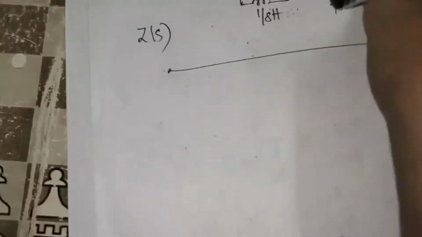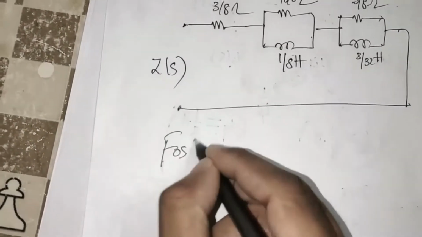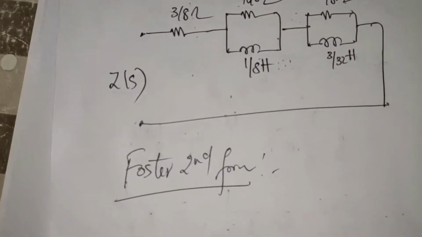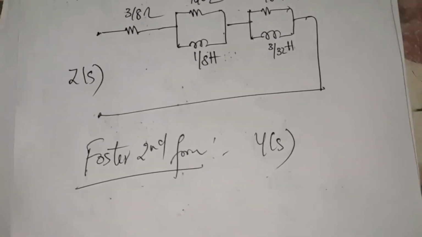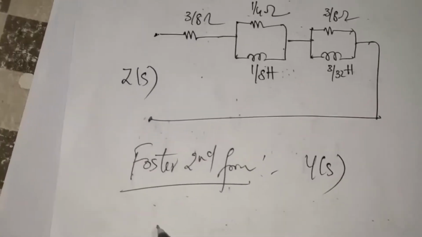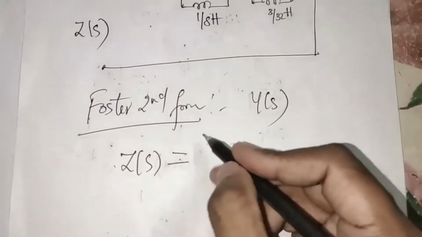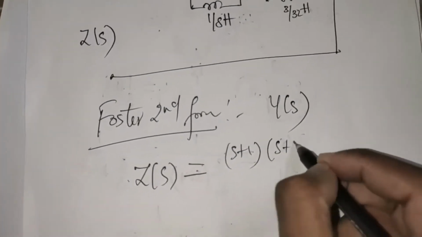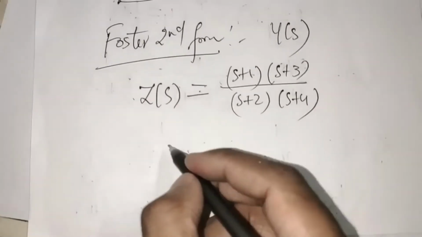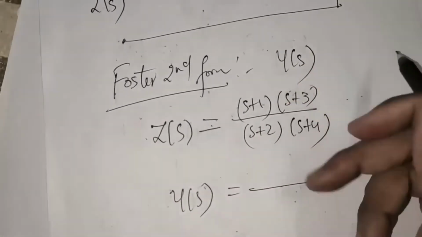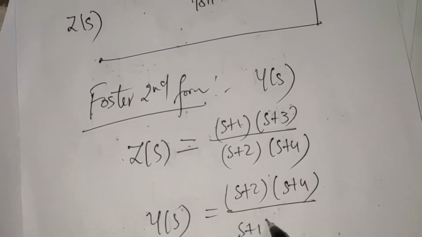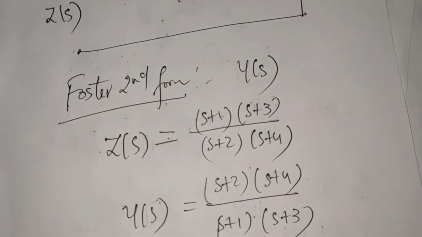Now next we shall go for Foster's second form. As we know, in Foster's second form, admittance Y of s should be considered. So the given function is Z of s equal to s plus 1 into s plus 3 divided by s plus 2 into s plus 4. So considering Y of s, which is nothing but the reciprocal of this, it is s plus 2 into s plus 4 divided by s plus 1 into s plus 3.